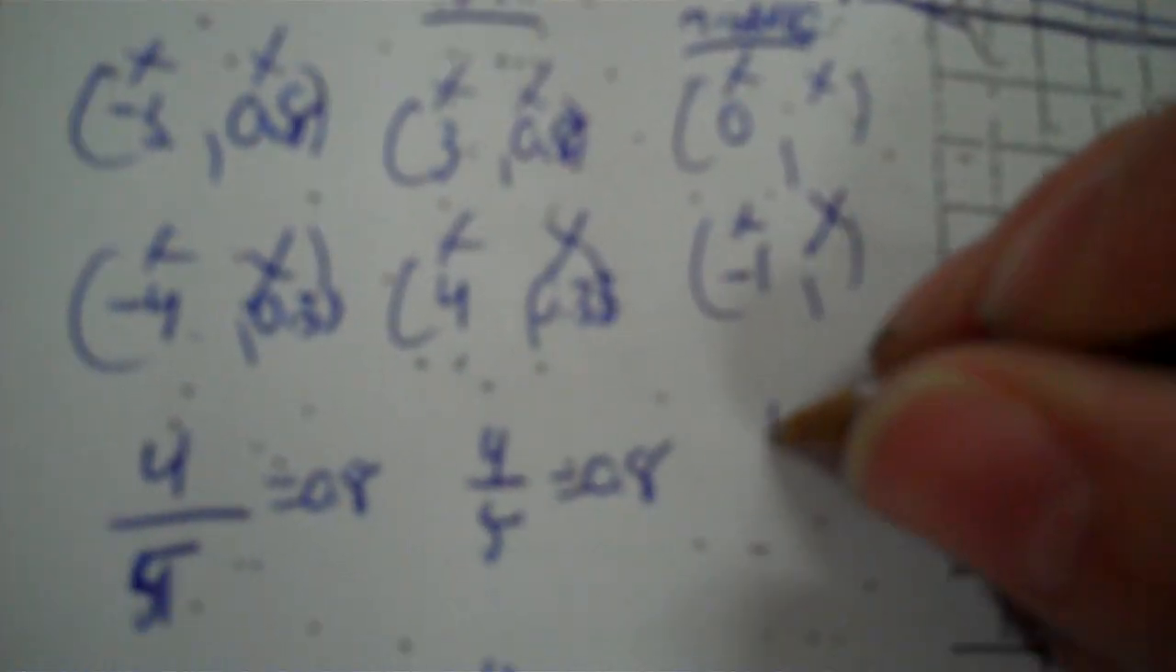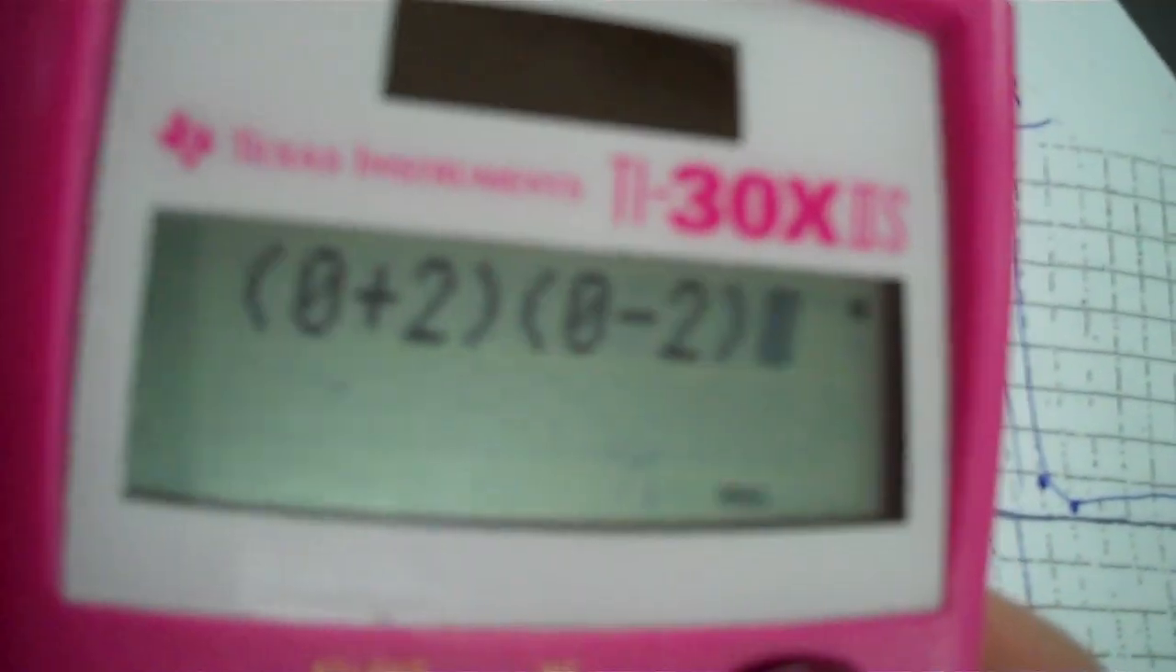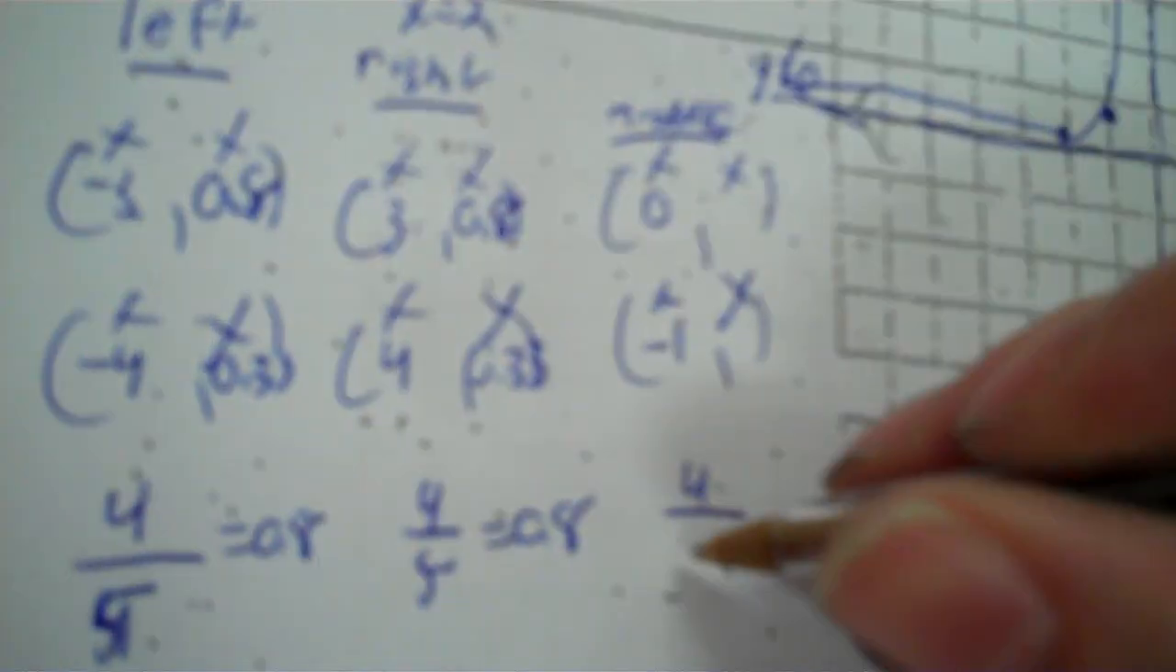Now the middle. So y equals 4 over, and I put 0 into the denominators for your x's: 0 plus 2, 0 minus 2. It's going to be 2 times negative 2, which is negative 4. So that equals negative 1. So 0, negative 1. And then I have 4 in the numerator.